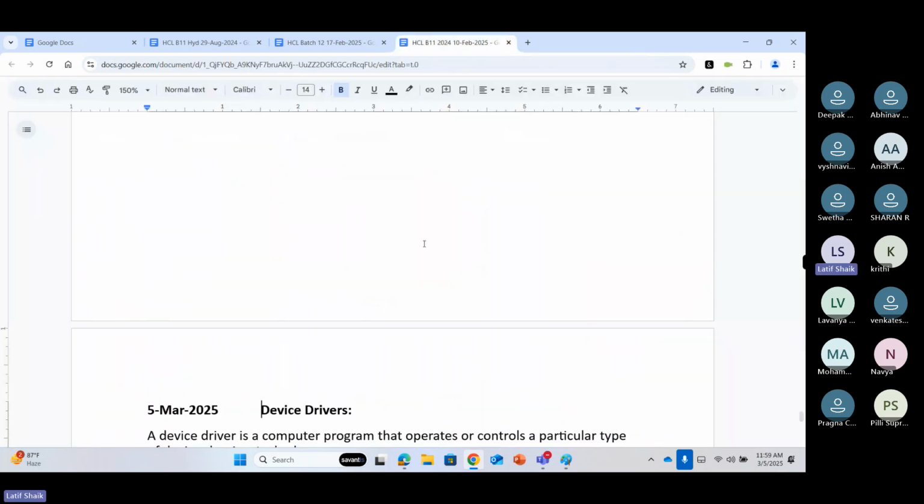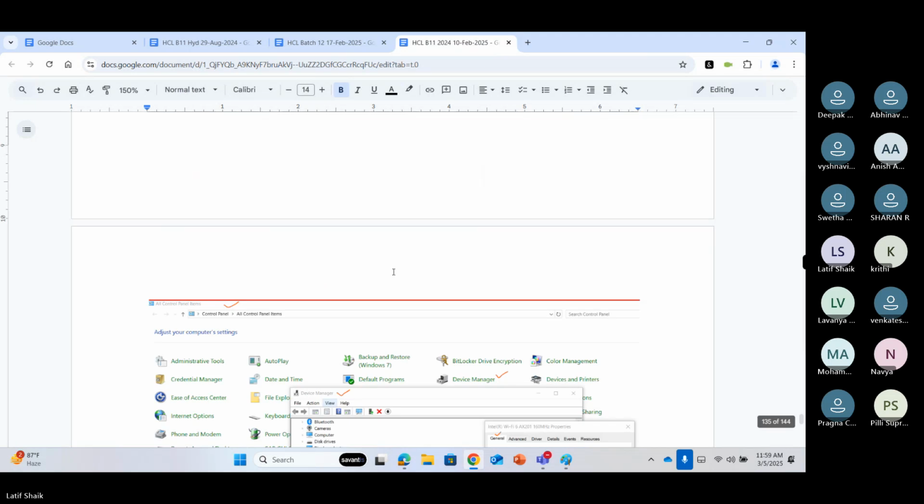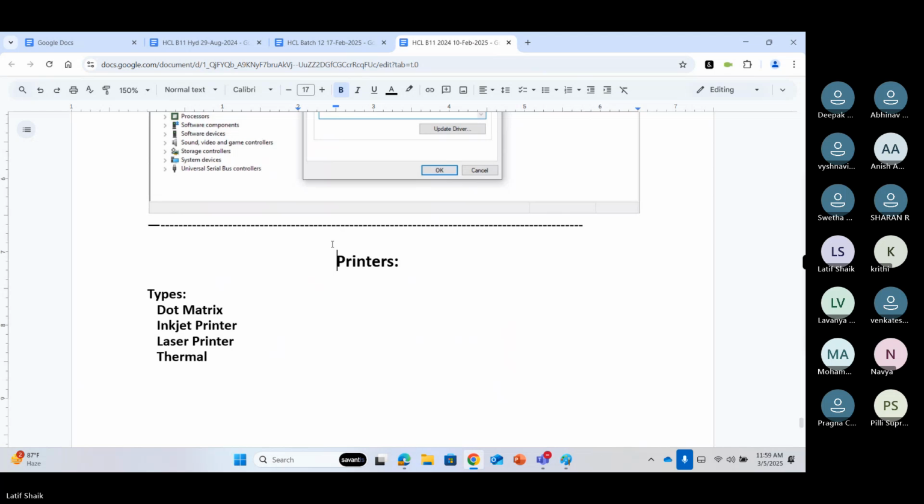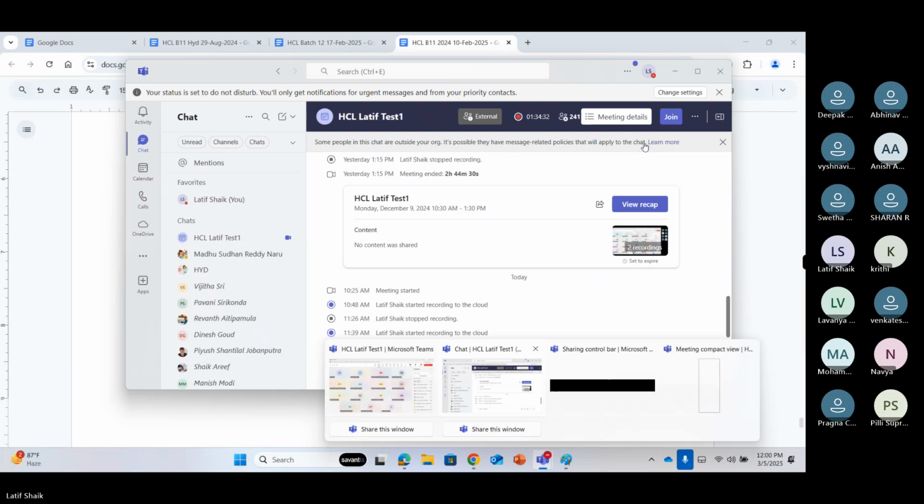Guys, do you understand the different types of printers? Inkjet printer, thermal printer, laser printer.